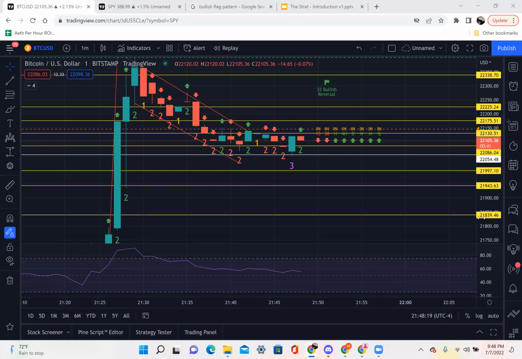With the strat, do you find it easier to scalp using lower time frames as opposed to day trading? I think you just kind of answered your question. With the strat, do you find it easier to scalp using lower time frames? Yes, as opposed to day trading.